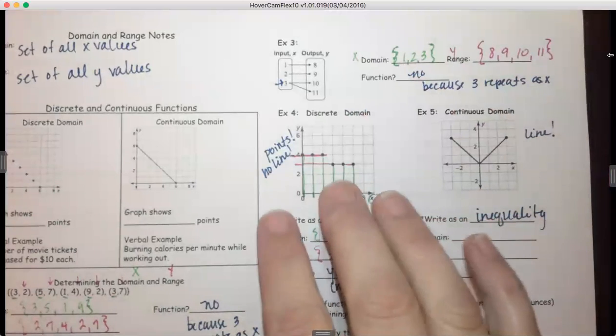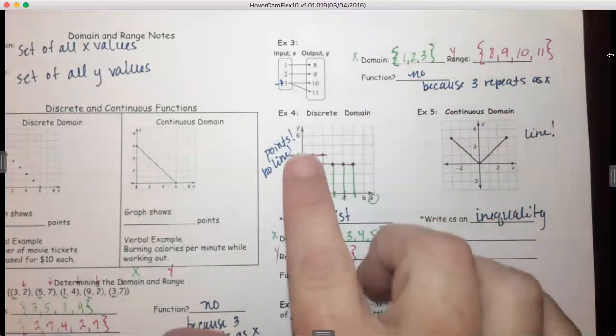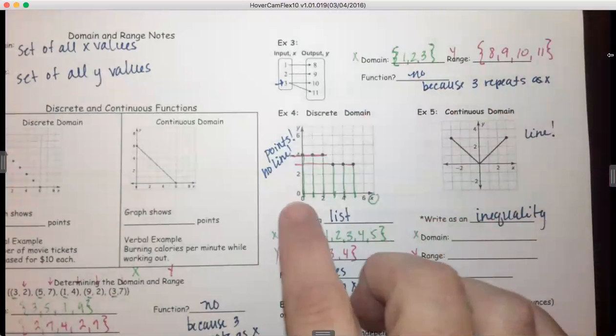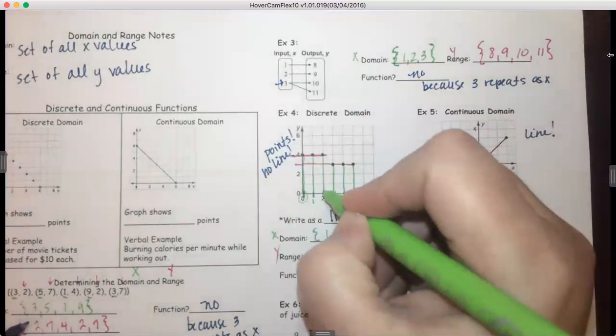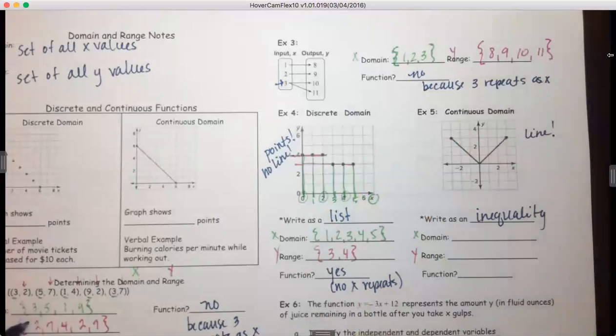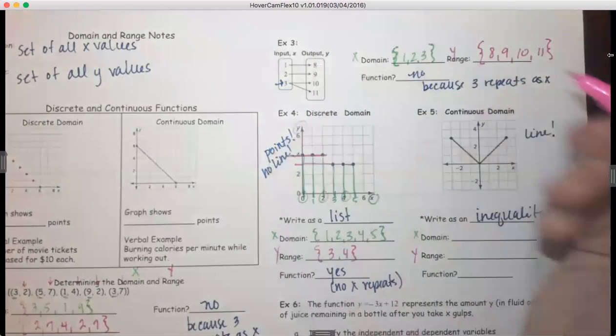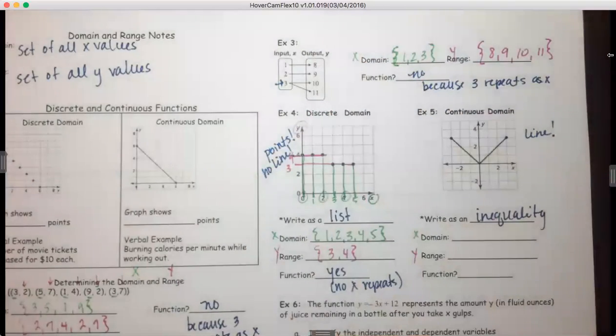So you are welcome to do this as ordered pairs, but what I do is I just draw down until I can tell here are all my numbers: 0, 1, 2, 3, 4, 5. Then I just draw across to my Y axis and I look: 3, 4. There they are. That's what I need.